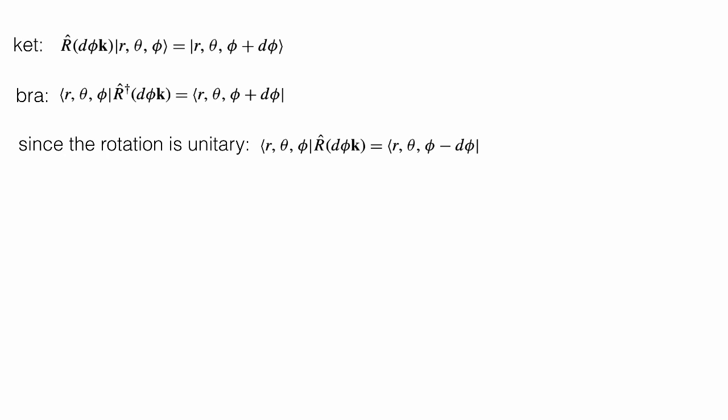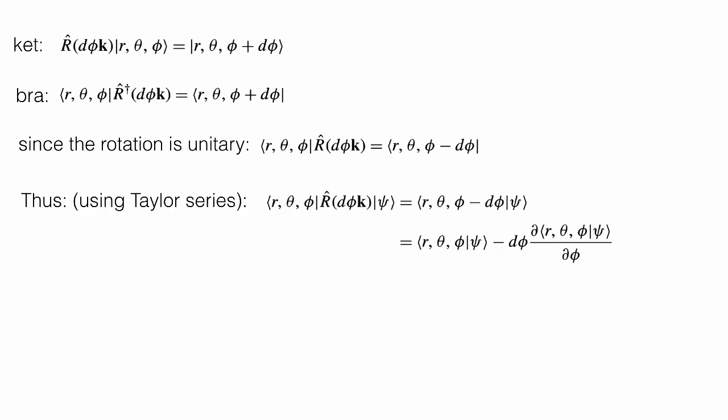Well, since the operator R is unitary, the adjoint of the rotation is equal to the inverse of the operator. But the inverse of operator R of angle d phi is a rotation of an angle minus d phi, right? It's the inverse rotation. So that means that the effect of the operator R on the left-hand side is to change the angle by minus d phi. Okay? It comes from the fact that the rotation operator is unitary.